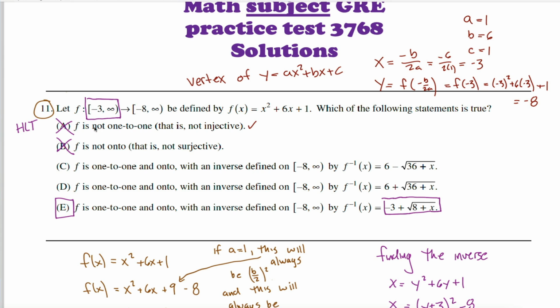Without graphing and completing the square, I've recognized that my function is being restricted to include all numbers to the right of the vertex, and I know that my vertex is at negative 3, negative 8, therefore I know that my function is one-to-one, and I know that my function is onto. And you're like, yeah, that's all great, but I still need to know what the inverse function is.